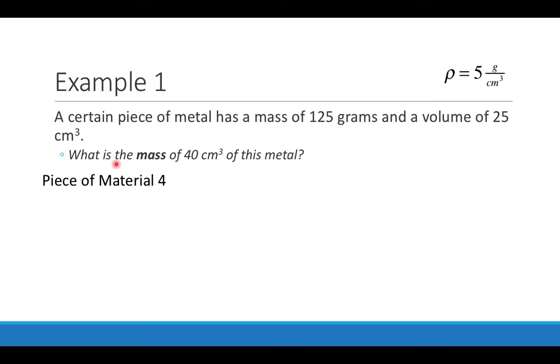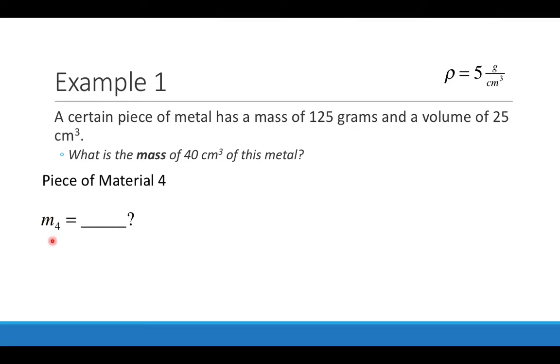Finally, we want to know what is the mass of 40 centimeters cubed of this metal. Well, this is the volume, 40 centimeters cubed. 40 centimeters cubed is larger than 25 centimeters cubed, so I expect that my mass has to be larger than 125 grams, because when I had 25 centimeters cubed, I had a mass of 125 grams. But let's go ahead and see what happens.